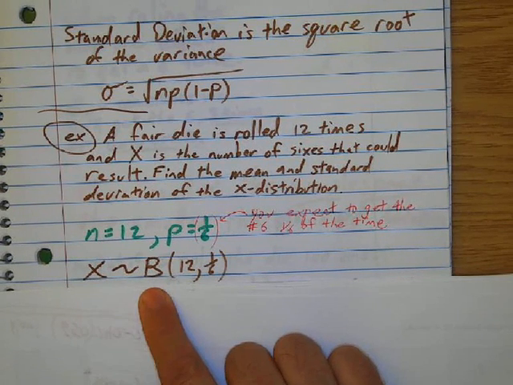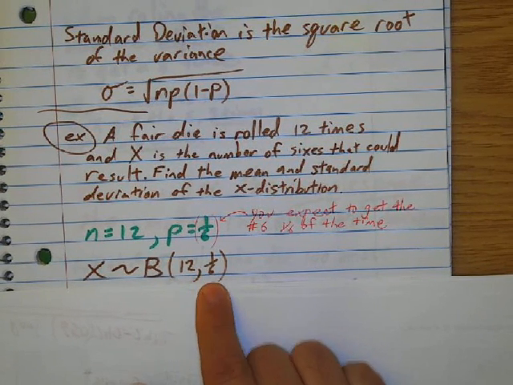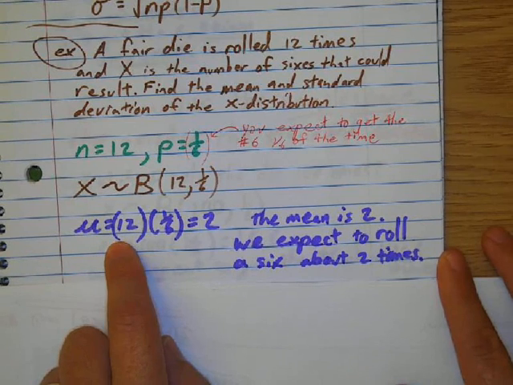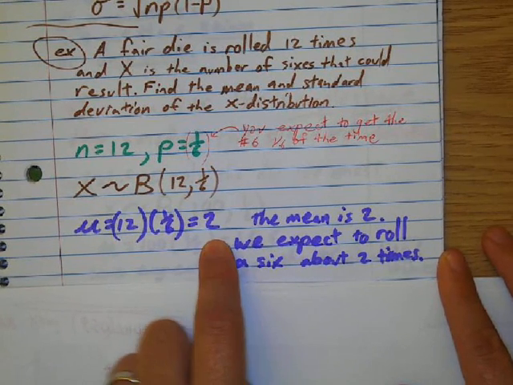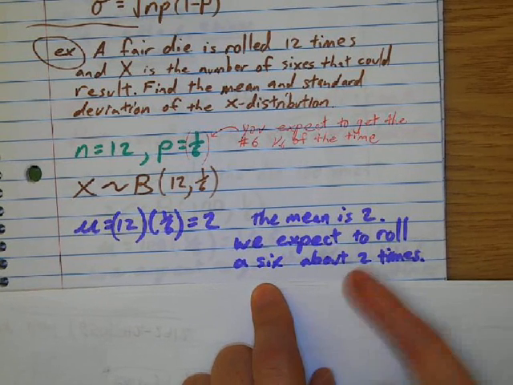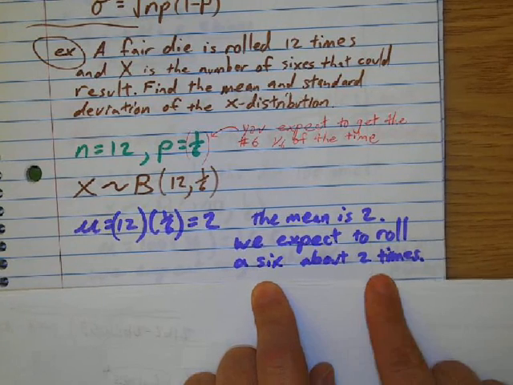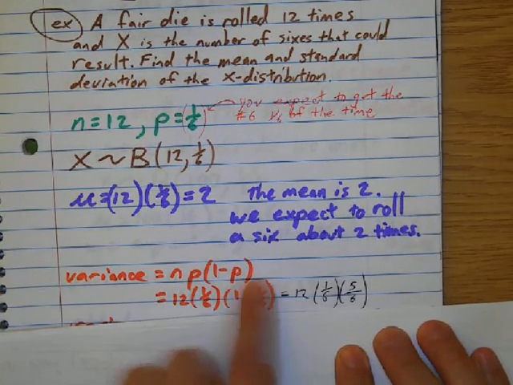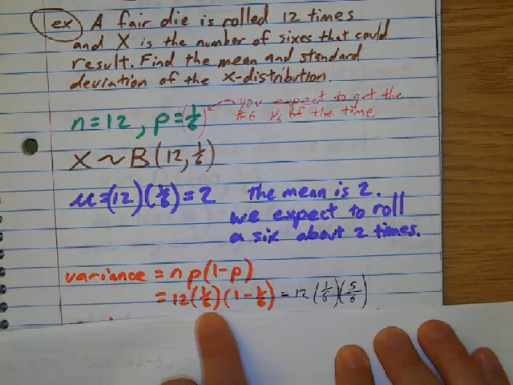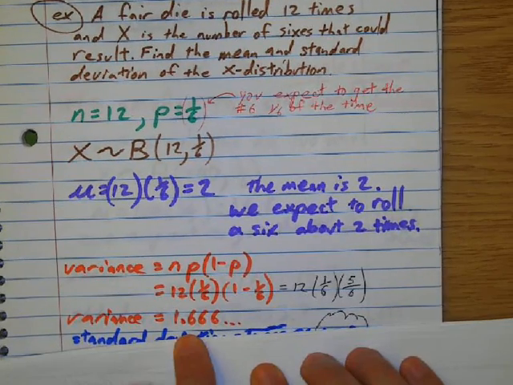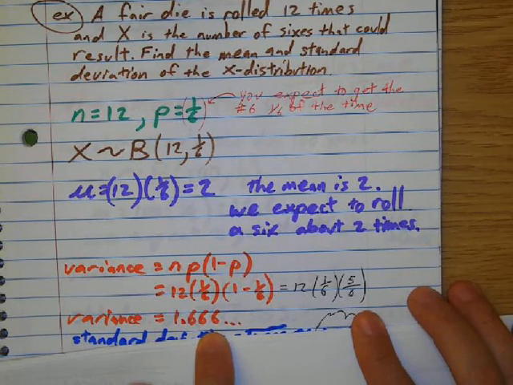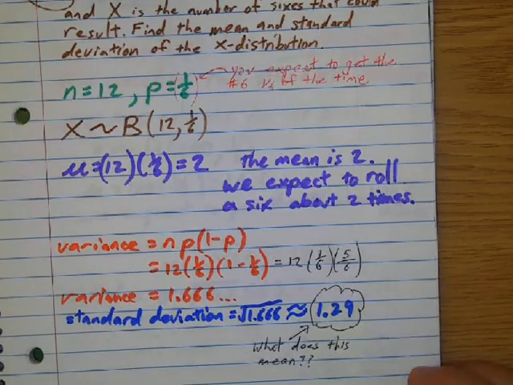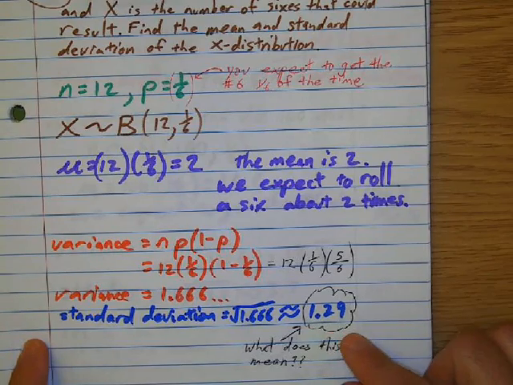Okay, so often in this type of mathematics, you're going to see it written like this. For our binomial distribution, they write a b, and this is our sample space, and this is our probability. Okay, so if I want to find the mean, if I multiply 12 times the probability, we get 2. This means we expect if we roll a die 12 times that we're going to get the number 6 twice. Okay, well now let's figure out the variance. Using this formula to find the variance, 12 times 1/6 times 5/6, you end up with 1.66 repeating. And if I take the square root of that, I'm going to get 1.29. So what does this standard deviation value mean?